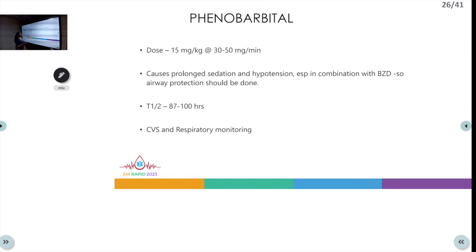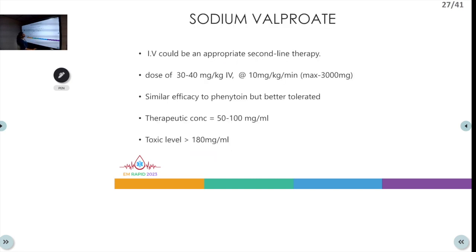Next is phenobarbital. The dose is 15 mg per kg. It is given at 30 to 50 mg per minute, and the disadvantage is it will cause prolonged sedation and hypotension, especially if we are combining it with, or have already given, a benzodiazepine. So airway protection will be an issue. If we are giving phenobarbital, we need to monitor the cardiovascular system and the respiratory system. Another second line agent is sodium valproate. The dose is 30 to 40 mg per kg IV, and it is given at 10 mg per kg per minute. It has similar efficacy to phenytoin.